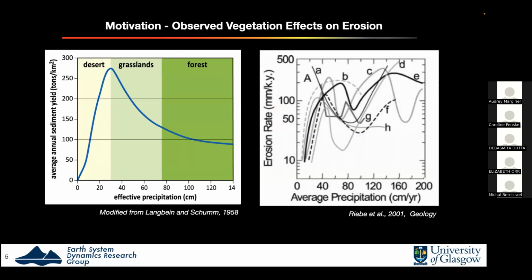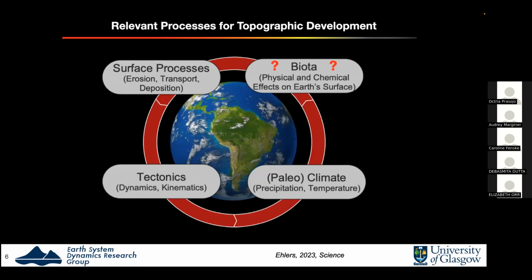And it begs the question: what is the relationship between biota, precipitation, and erosion rate? This leads to a modification in how we think about this system. Do we take our conventional diagram for how mountain landscapes evolve, and do we need to be thinking about biota or not? So that's where we're headed.